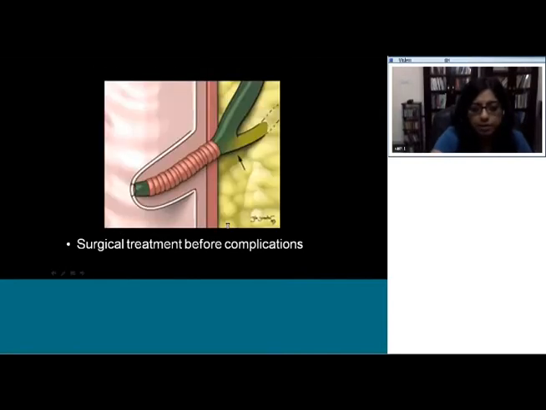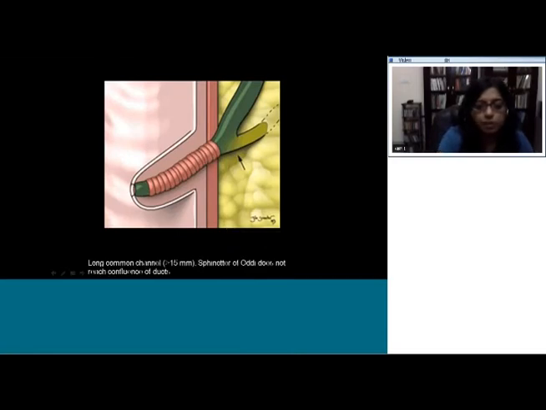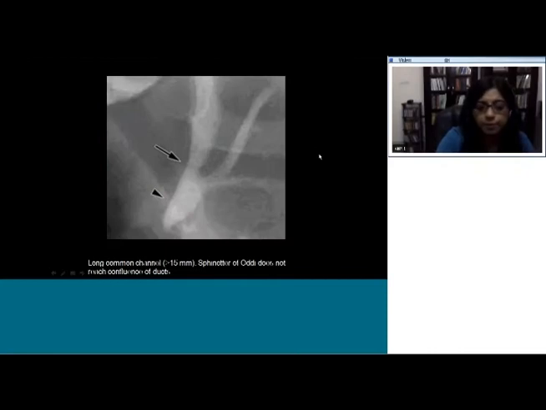So this is a diagrammatic picture where there is a long common channel more than 1.5 centimeters, and the sphincter of Oddi does not reach the confluence of ducts. So therefore there can be a reflux in either way. Here there's a long common channel, and there is a web in the common hepatic duct, common bile duct.